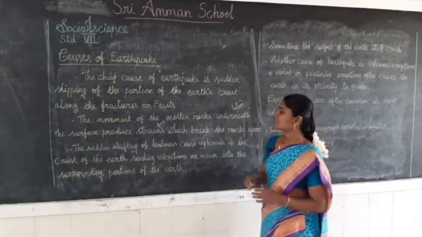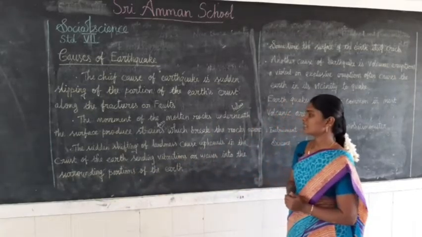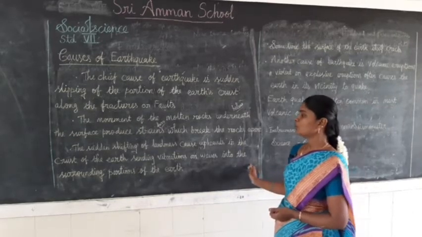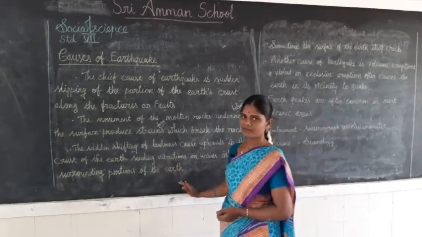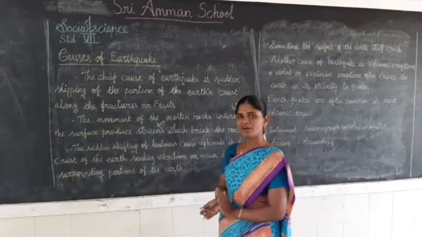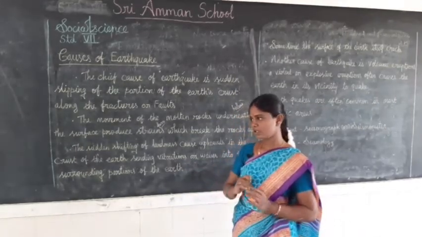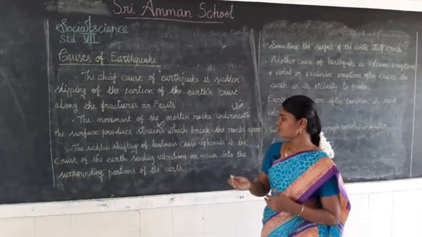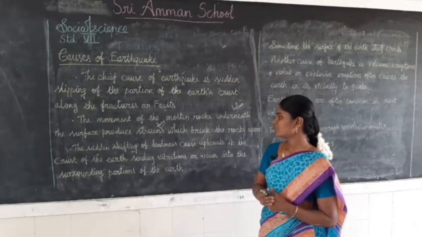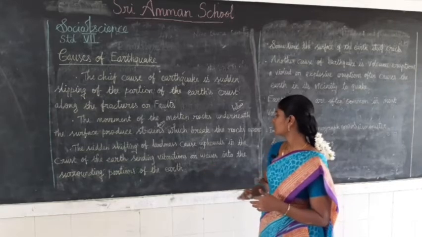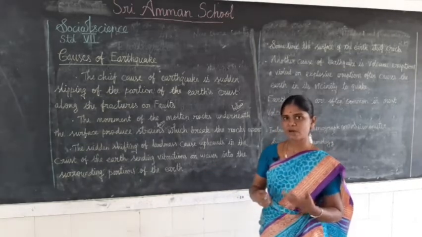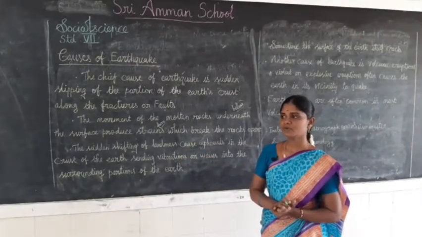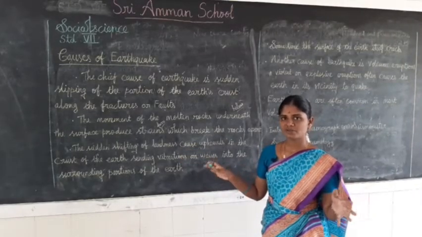So, the sudden shifting of the land mass sends vibrations or waves into the surrounding portions of the earth. The tectonic plates move, with sudden changes, sudden movement, and it creates vibrations and waves in the surrounding portions of the earth. The waves are sent in all directions of the earth's crust.